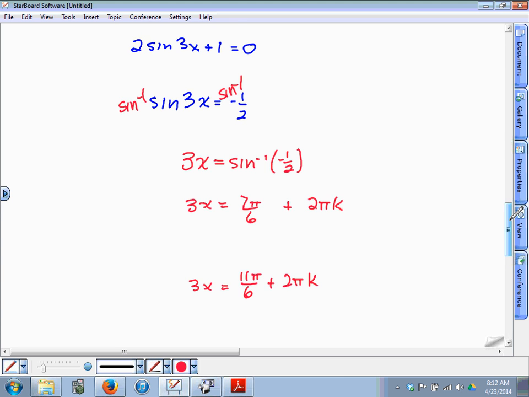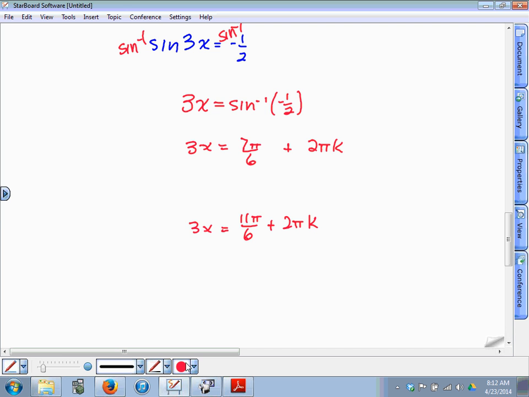Now how do we solve for x? Divide by 3. Now watch closely to how this happens. Yes, you divide that by 3. Yes, you divide that by 3. And yes, you have to divide that by 3. That's why it's important that you put the 2 pi k before you divide by this value.